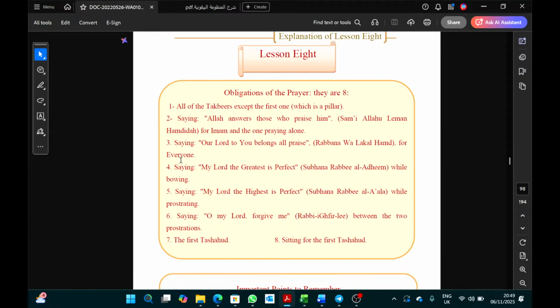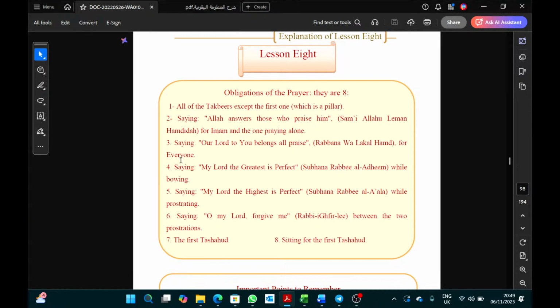Right, saying Sami' Allahu liman hamida for the imam and the one praying alone. So we have 3 types of people: the imam, the one praying behind the imam, and the one praying by himself. Who says Sami' Allahu liman hamida? The imam and the one praying by himself. The one behind the imam does not have to say it. He says the next one, Rabbana wa lakal hamd. And then saying Subhana Rabbil Azim in ruku' and Subhana Rabbil A'la in sujood, saying Rabbi ghfirli between the 2 sujood, minimum once.